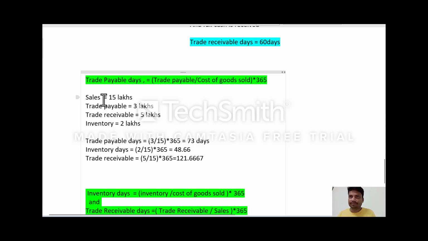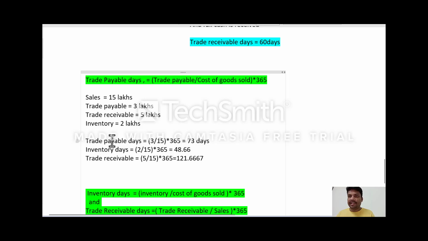So this is the data given: sales is 15 lakhs for that carbon fiber. Trade payable is 3 lakhs. Trade receivable is 5 lakhs, and inventory is 2 lakhs. Trade payable means that for this value of purchase of raw materials the cash has not been repaid to the raw material seller.